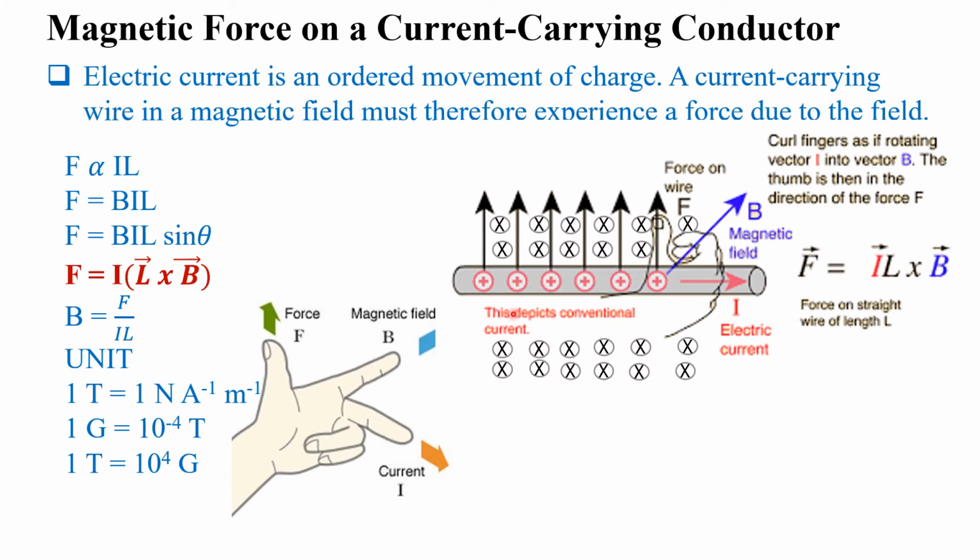So from this formula we can say that if the force experienced by 1 meter of a wire carrying 1 ampere current placed perpendicularly in the magnetic field is 1 Newton, then the magnetic induction is 1 Tesla. We can use another unit for magnetic induction, that is Gauss. 1 Gauss equals 10^-4 Tesla, and 1 Tesla equals 10^4 Gauss.